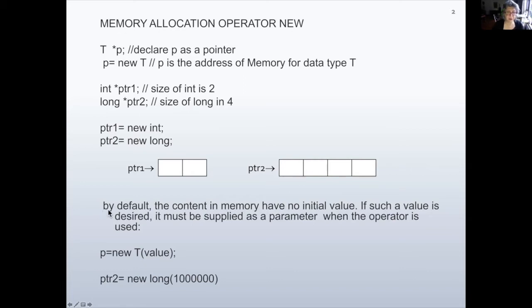By default, the content in memory has no initial value. If such a value is desired, it must be supplied as a parameter when the operator is used. Here we have the new operation of type T, the value is provided here, and the address is loaded into P. New long integer, the value is this one, and the address is loaded into ptr2.